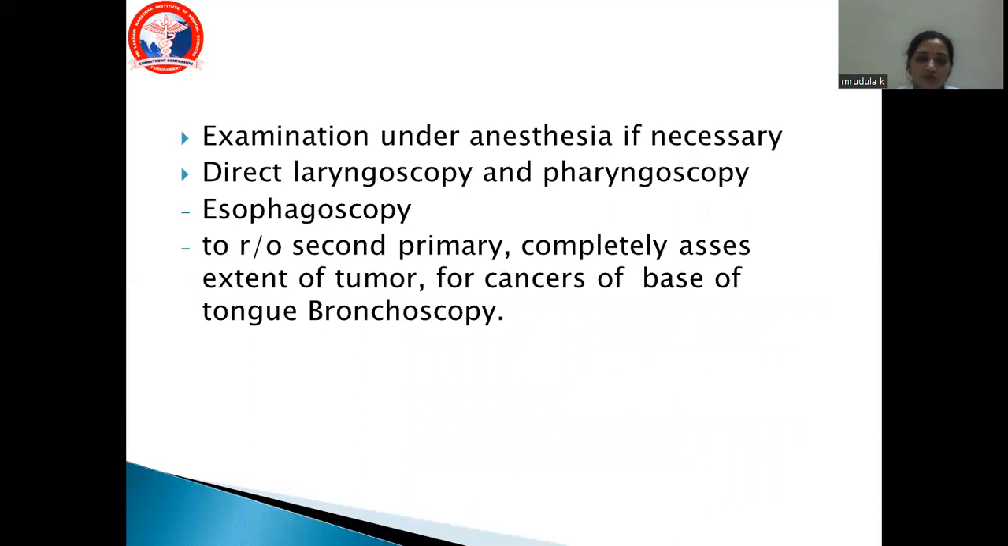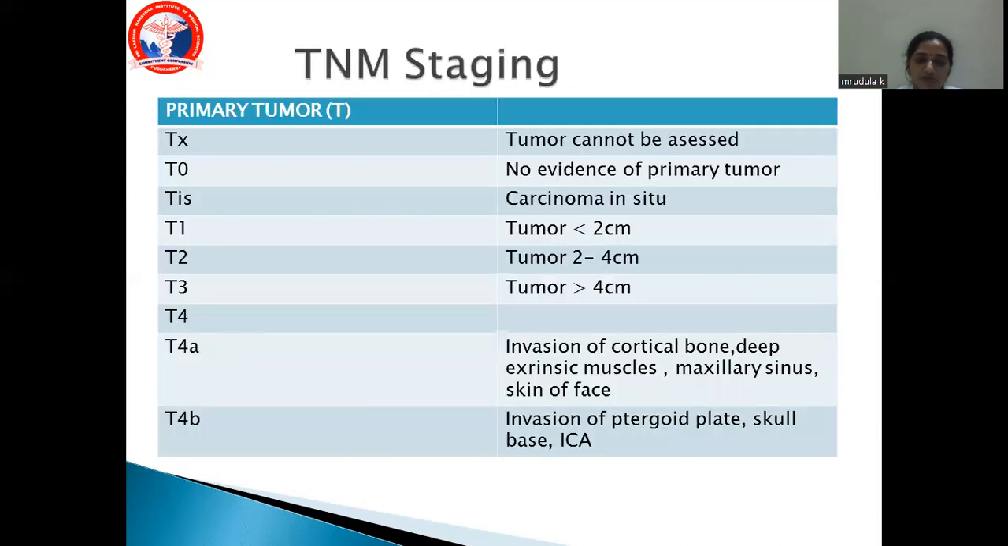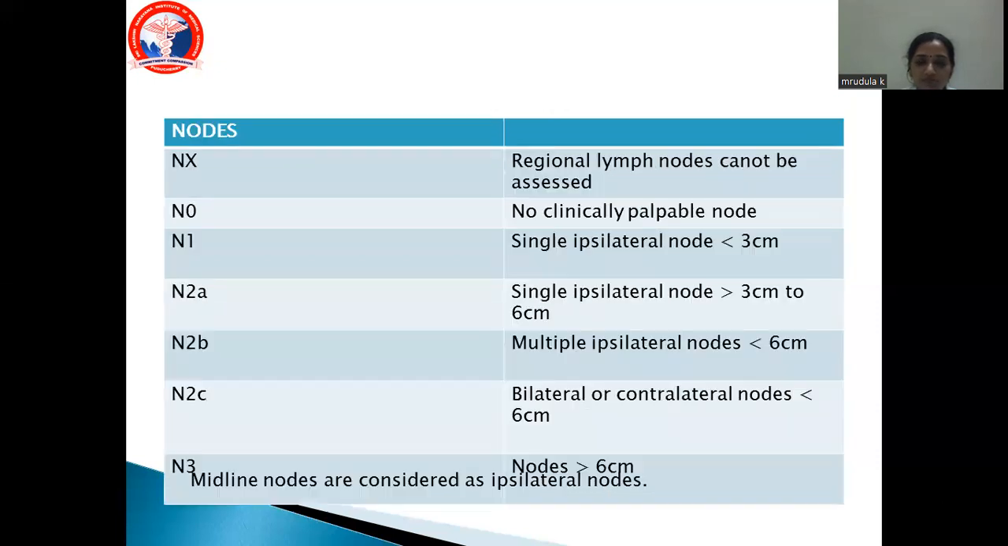So we have to do indirect laryngoscopy, pharyngoscopy, and esophagoscopy to rule out the presence of a second primary and to completely assess the extent of the tumor. So TNM staging: it is TX, T0, carcinoma in situ. T1 is tumor less than 2 centimeters. T2 is tumor 2 to 4 centimeters. T3 is tumor more than 4 centimeters. T4 is invasion of cortical bone, extrinsic muscles, maxillary sinus, and skin of the face. T4B is invasion of pterygoid plate, skull base, and ICA, that is the internal carotid artery.